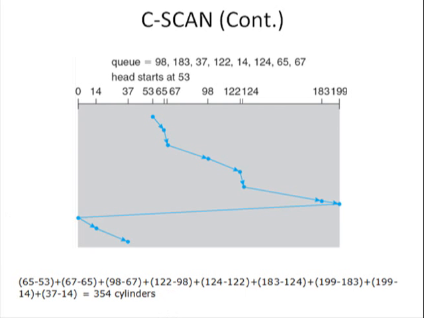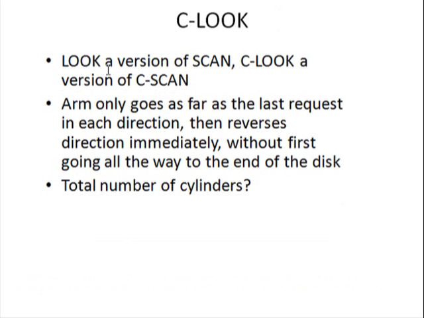Now to overcome this disadvantage of moving from one end to the other end when it is not required, there is another algorithm which overcomes it, called the LOOK algorithm. LOOK is a version of SCAN, and similarly you have circular LOOK or C-LOOK, which is a version of C-SCAN. In this scenario, the arm will go only as far as the last request in each direction, and then it reverses the direction immediately without going all the way to the end of the disk.